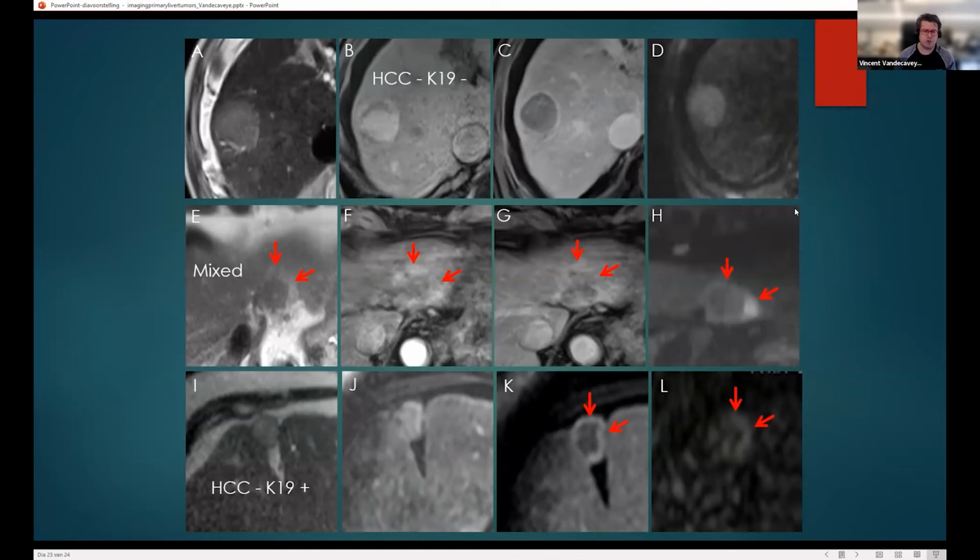And just to conclude, this is a hepatocellular K19 negative typical pattern, just one lesion, arterial enhancement washout. This is a mixed tumor, which shows then, as I already showed, the nodular washout within the lesion. And this is a K19 positive hepatocellular cancer. It doesn't show in venous phase, and that's an important differential. It doesn't show washout. It shows persistent rim-like enhancement.